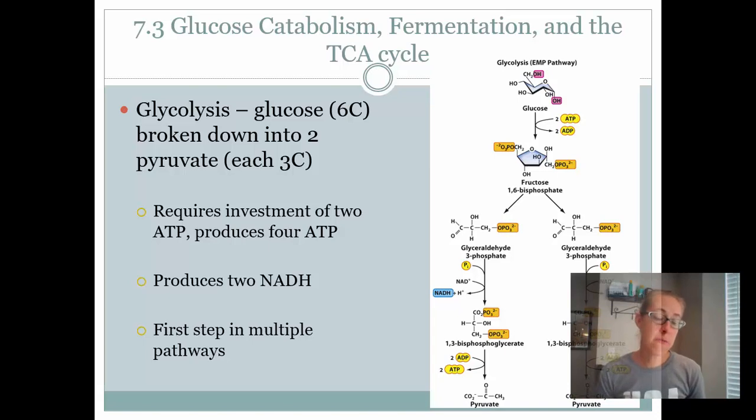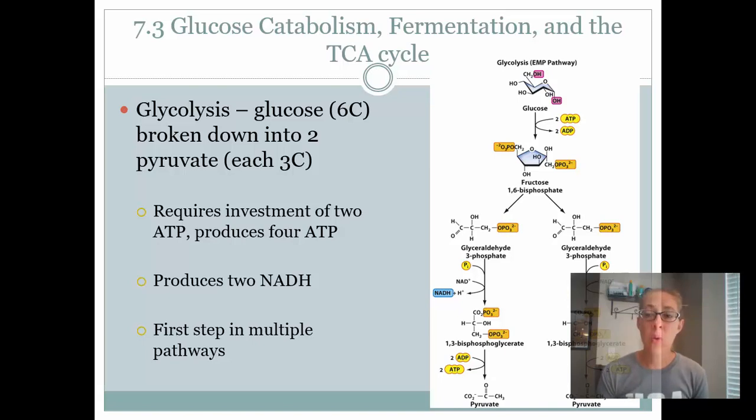All right, so I said we're going to focus on glucose catabolism. We are going to take glucose, which is a 6-carbon molecule, C6H12O6. It's depicted up there on the right side of your screen. And we are going to take it through its initial pathway called glycolysis. Glycolysis is the first step in breaking down glucose.